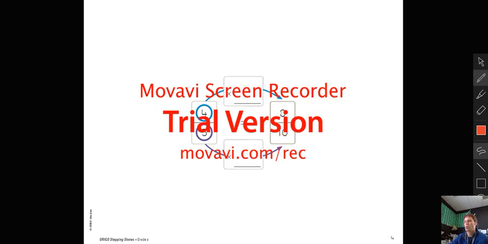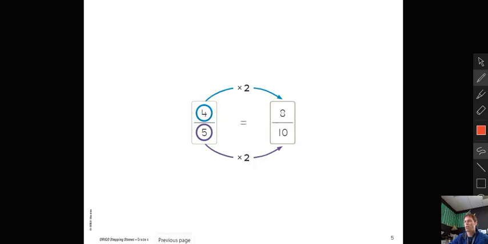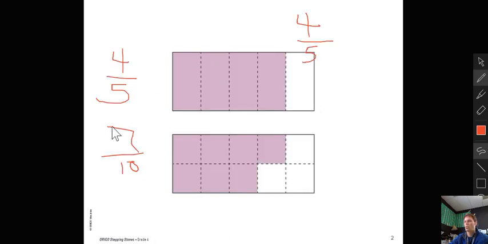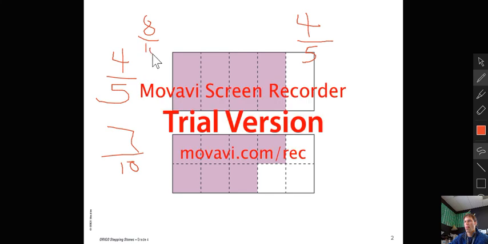Now it's easy to figure out which one is greater. I could do a 2 and a 2, right? If this is equal to 8 tenths, now it has a common numerator and denominator, so therefore they're equal.